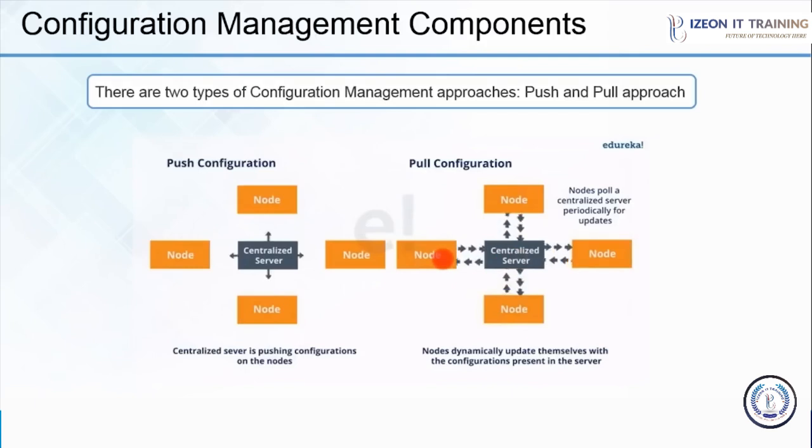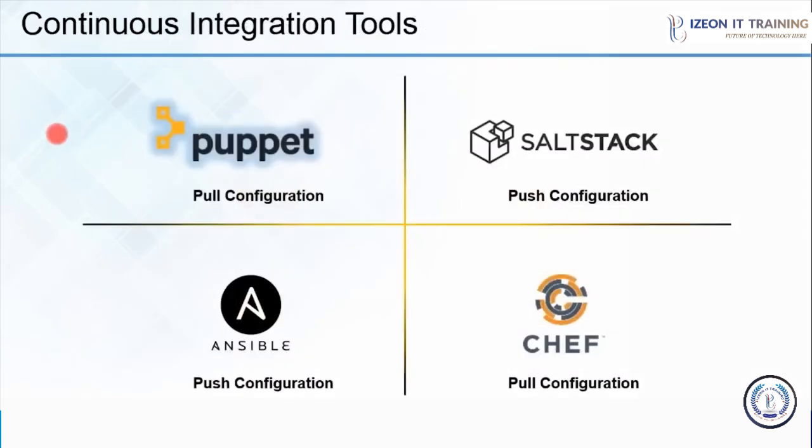Puppet and Chef both use pull configuration, but when you talk about push configuration, Ansible and SaltStack use push configuration. So I'll move forward and we'll look at various configuration management tools. These are the 4 most widely adopted tools for configuration management. I have highlighted Puppet because in this session we are going to focus on Puppet, and it uses pull configuration.